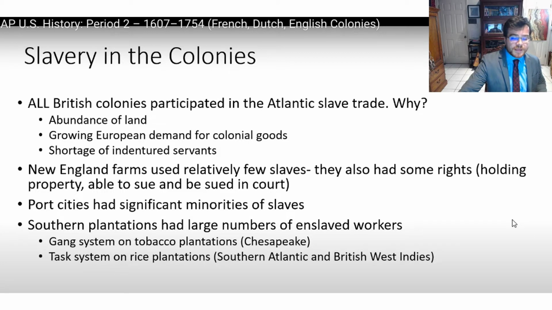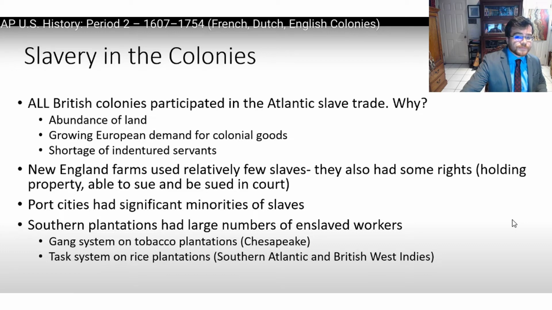You have an abundance of land that's going to necessitate a labor-intensive requirement, and so they're going to use slaves to fill that labor requirement. So, growing European demand for colonial goods, the demand's going to be there. They're going to need a cheap source of labor, nothing cheaper for a capitalist system than slavery.